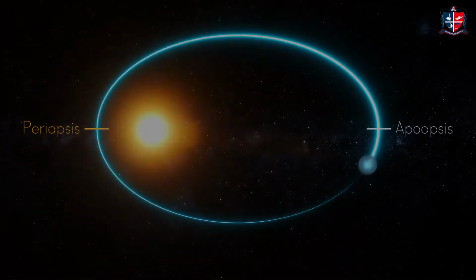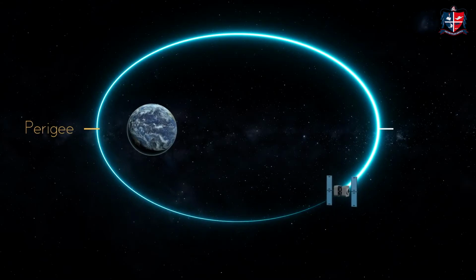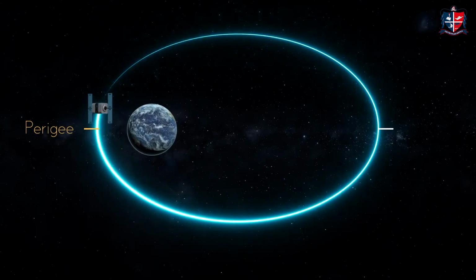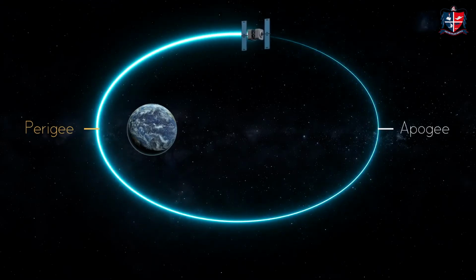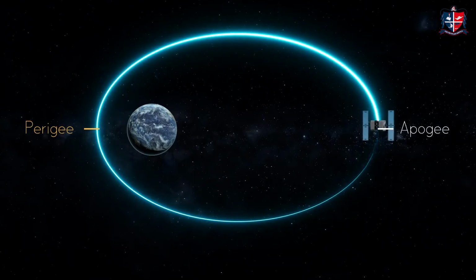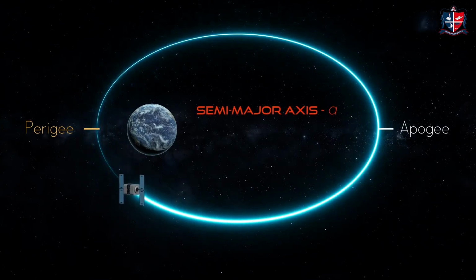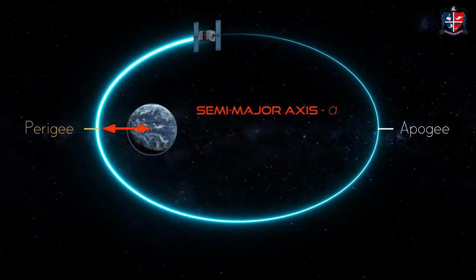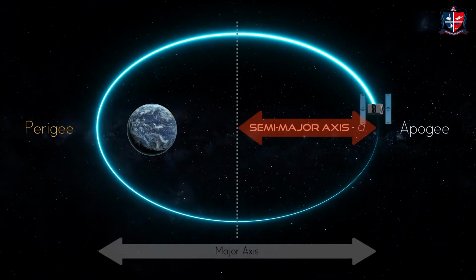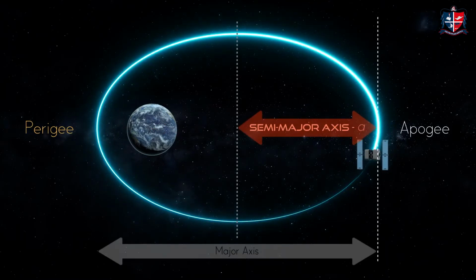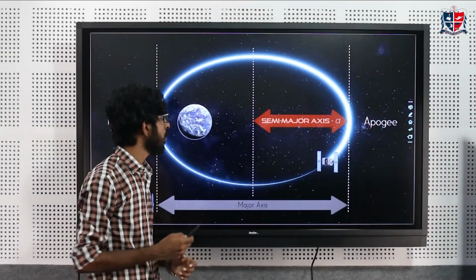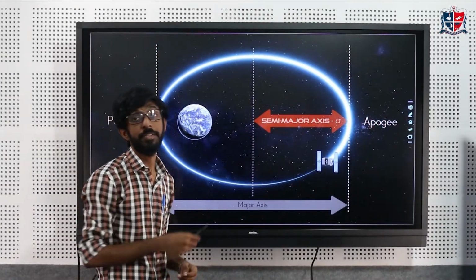Now, we know that when a satellite revolves around the Earth, the point closest to the Earth is called the perigee, and the point farthest from the Earth is called the apogee. So, the semi-major axis is half the distance between perigee and apogee. Here we can see that this is the perigee and that's the apogee. The distance from perigee to apogee is called the major axis, and half the distance is called the semi-major axis. In case the orbit is circular, the semi-major axis will be the radius.